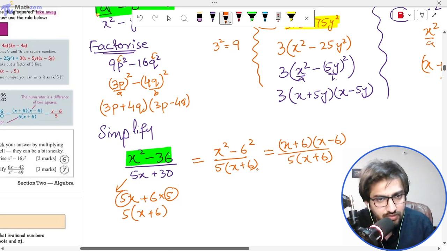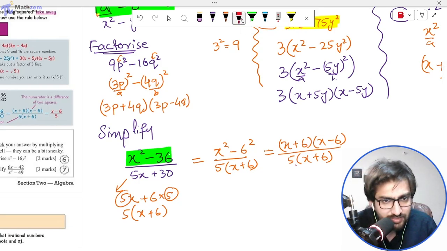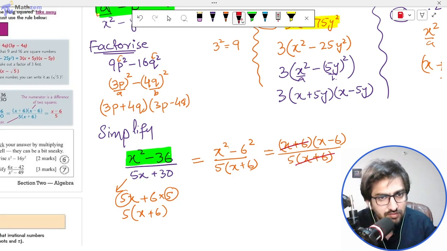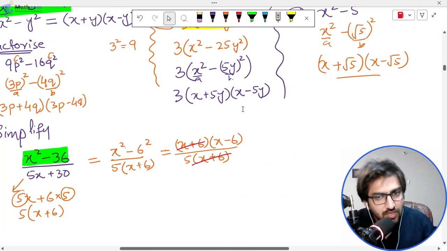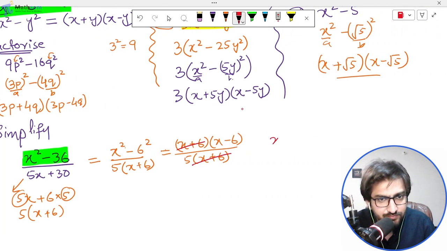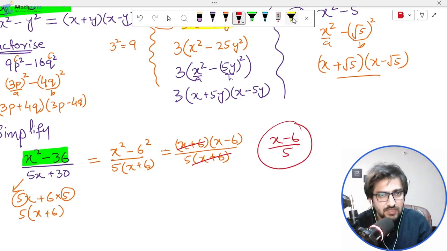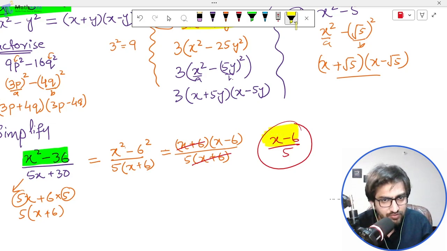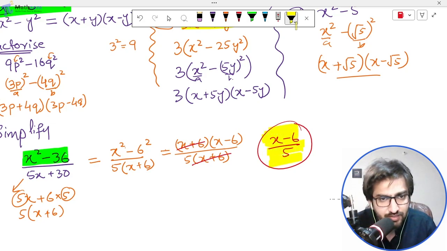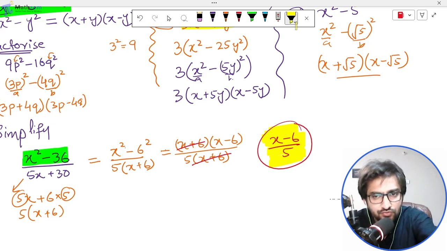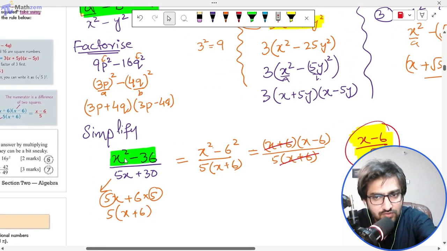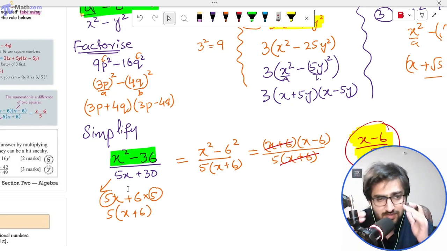And now you see we can cancel out x plus 6 from here and from the numerator. So the answer will be x minus 6 divided by 5. So this is the answer. So if you see, that was the question and we have used both the concepts here. We have used the a square minus b square formula, and we have used the taking common concept as well in one question. So this is how you need to use these concepts in different questions.